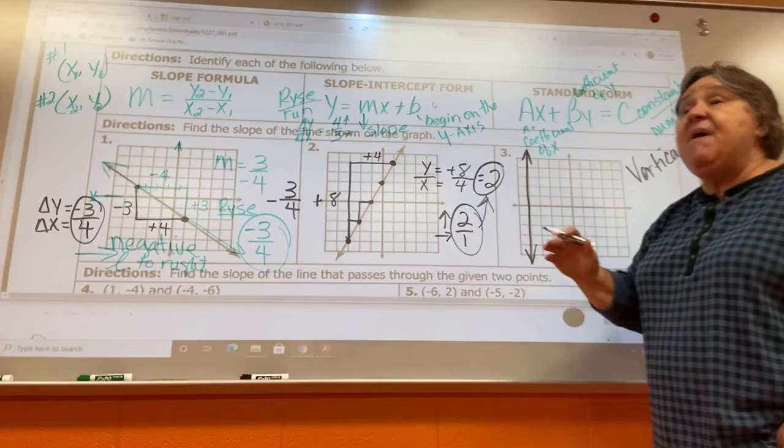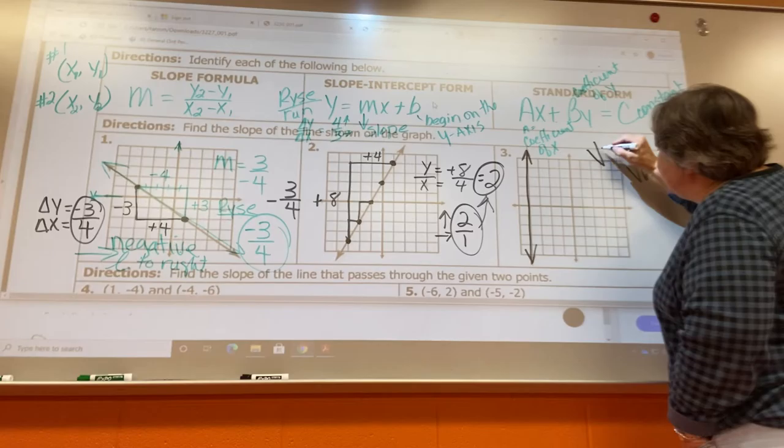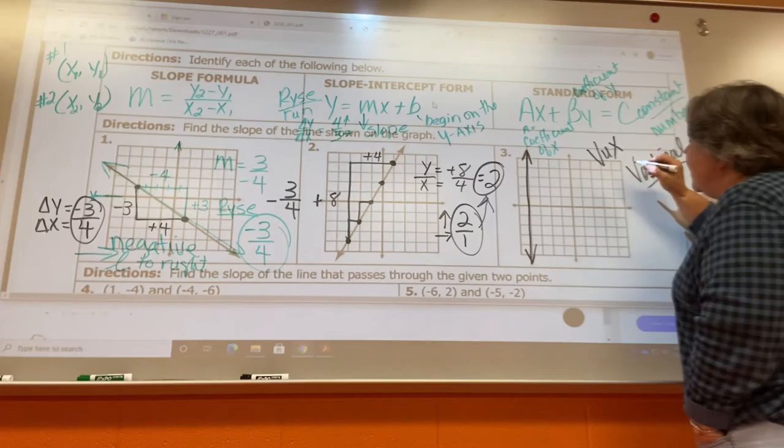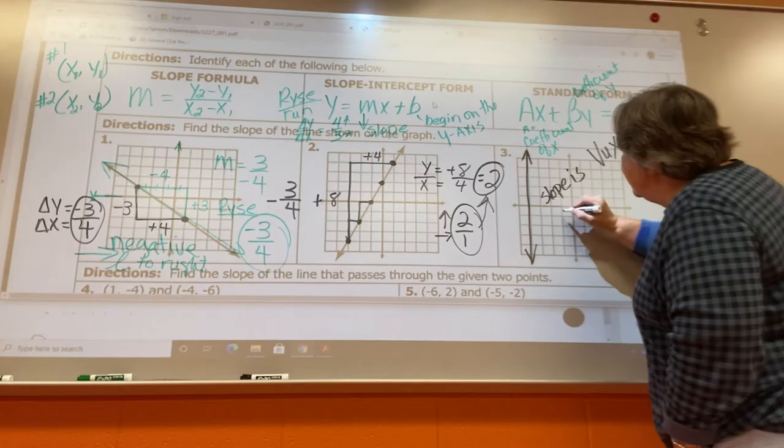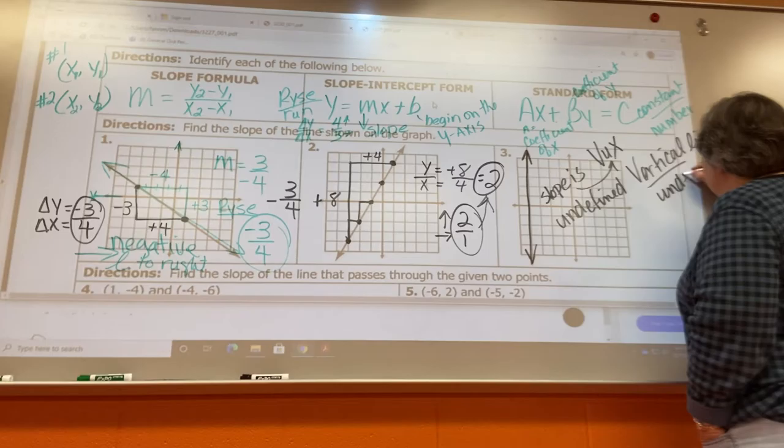Could it be -3/+4? Yes, it can. Because if I had started counting from here first, to find out how y changed and how x changed to get to here, then I would have gone down. I would have gone a -3, and then I would have gone this way, and that would have been a +4. So my change in y would have been a -3, and my change in x, the x-axis, would be a +4.